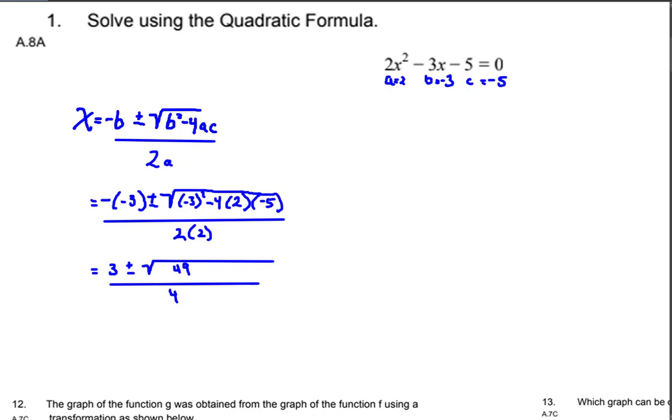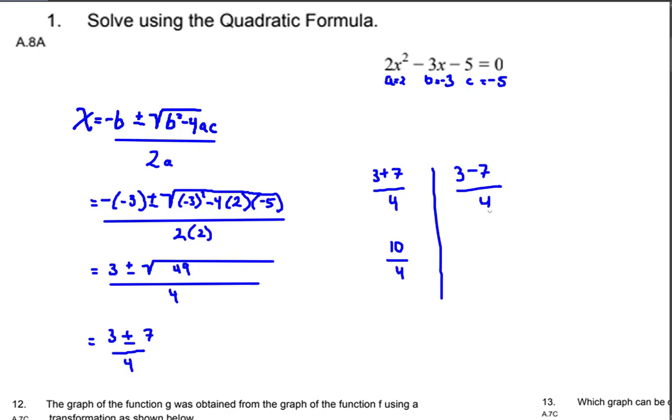Now if this can simplify, then you want to simplify it and make two equations out of it. If it doesn't, you would just leave it right here. But because the square root of 49 does in fact simplify, I'm going to get 3 plus or minus 7, all over 4. So I'm going to make two equations here. One equation is 3 plus 7 over 4, and the other is 3 minus 7 over 4. This 3 plus 7 is really 10 over 4, and 3 minus 7 is negative 4 over 4. So 10 over 4 simplifies to 5 halves, and negative 4 over 4 simplifies to negative 1, right?